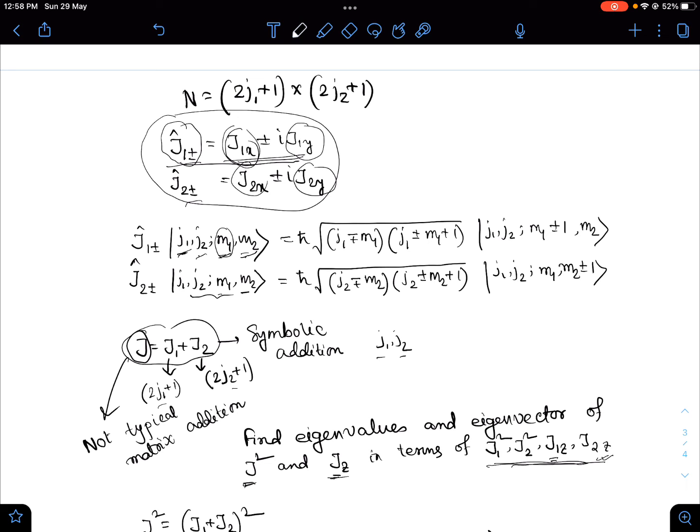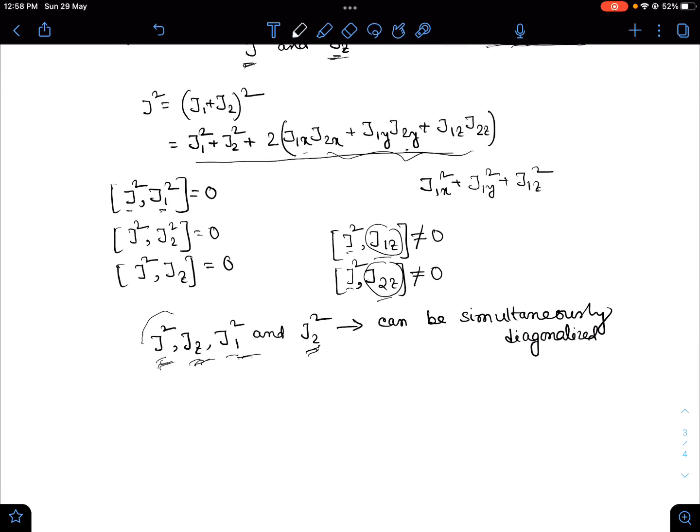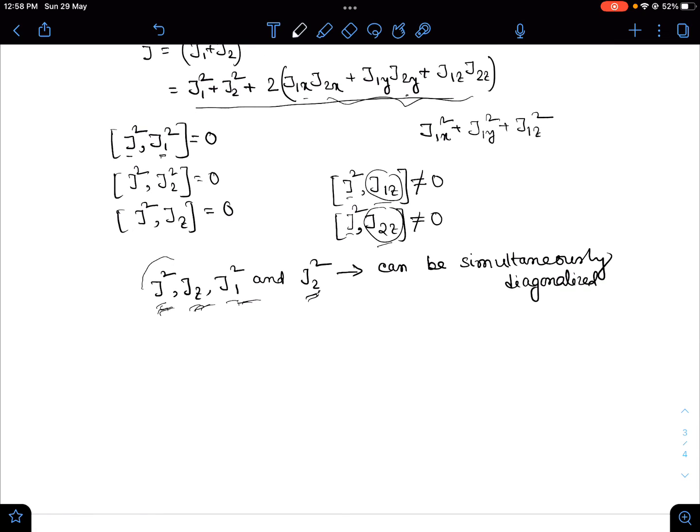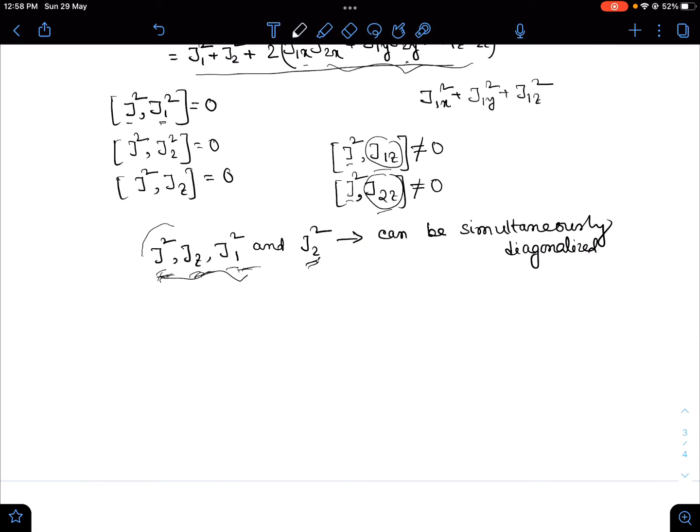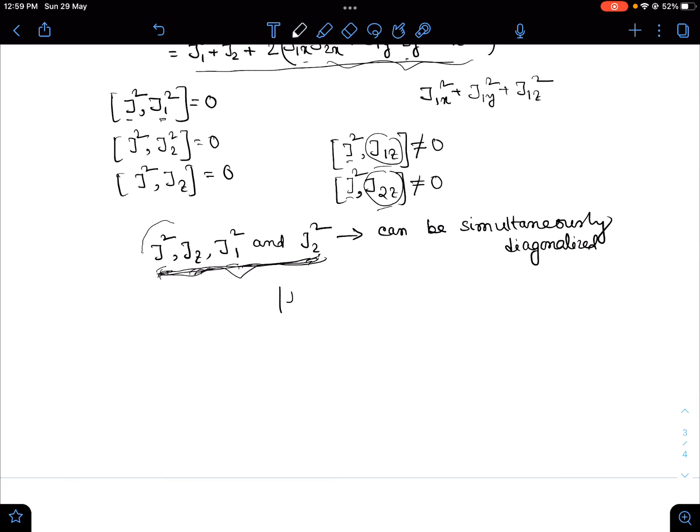So we have to find a relation between them to find the eigenvalues and eigenvectors of J square and JZ in terms of J1 square, J2 square, and J1Z and J2Z. So let us denote the state which can be simultaneously diagonalized by these four operators by |J, M, J1, J2>.